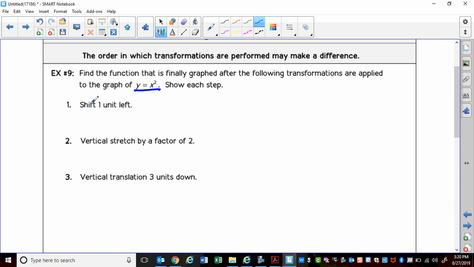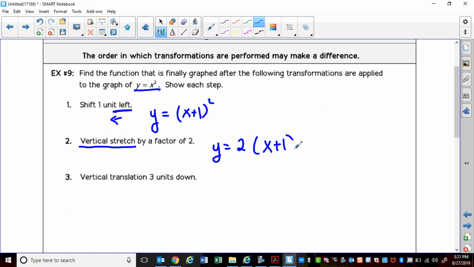It's a parabola. When we shift it 1 unit to the left, remember to the left and right, we actually do the opposite. And it's going to be y equals, it's inside the parentheses with an x. And we're going to do the opposite. So to the left usually means negative, but we're going to say plus 1. And then a vertical stretch by a factor of 2. Remember, the vertical stretch means we're going to have y equals 2 and then x plus 1.